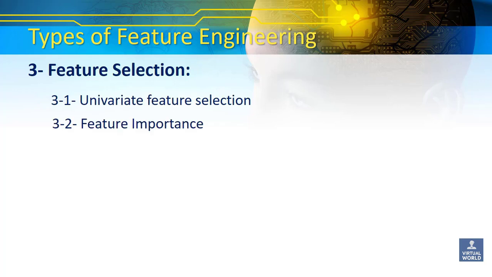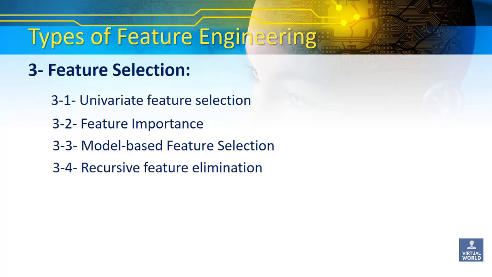The last type of feature engineering is feature selection. Feature selection is one of the core concepts in machine learning, which hugely impacts the performance of your model. The data features you use to train your machine learning models have a huge influence on the performance you can achieve. Irrelevant or partly relevant features can negatively impact model performance. In this course, we are going to learn 4 types of feature selection: univariate feature selection, feature importance, model-based feature selection, and recursive feature elimination.